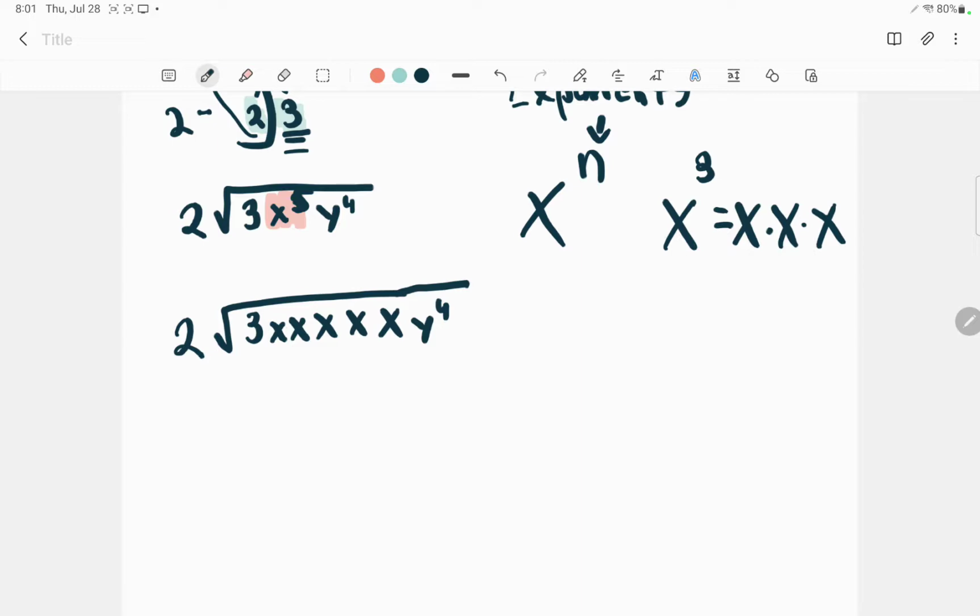So there. Now, do I have any groupings of 2? And it's very easy to see it this way. You're going to notice I have one group here and one group over here.